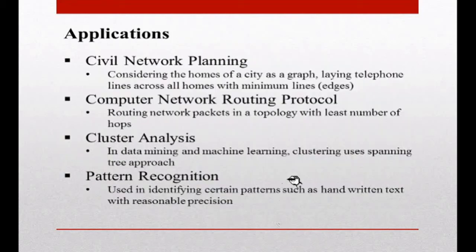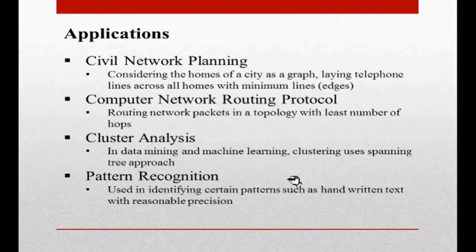So these are some of the mathematical properties. Then let's have a quick look at some of the applications of spanning trees. Spanning trees are generally used in civil network planning. For example, take a city or a town where telephone lines have to be established. So we need to find out the minimum number of lines that need to be established to create connectivity across all homes. So how do you do it?